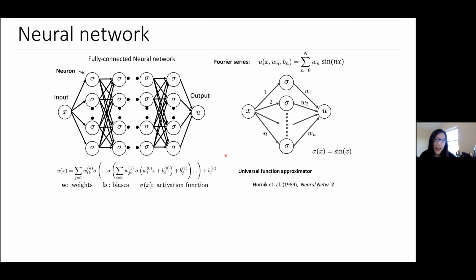A simple way to think about it is a single layer neural network. If we use sine as an activation function, it's actually pretty similar to a Fourier series, where the weight connecting the input to the neurons represents the frequency of the sines, and the weight connecting the neuron to the output represents the amplitude of the signals.